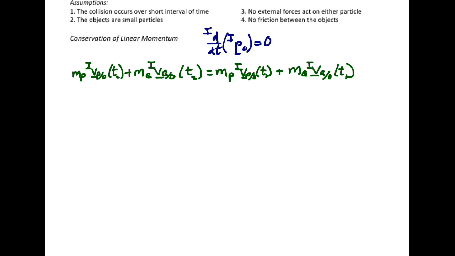So let's start to capitalize on several of our assumptions. The first assumption that we're going to use is that there are no external forces that act on either particle. This was our assumption number 3, and this allows us to use the conservation of total linear momentum, in which the time derivative of this total linear momentum is equal to 0. We've written this many times before, and this expression looks like this: the mass of p multiplied times the velocity of p in the inertial reference frame at time 2, plus the mass of q multiplied times the velocity of q with respect to O in the inertial reference frame at time 2, is equal to the mass of p multiplied times the velocity of p as observed in the inertial reference frame at time 1, plus the mass of q multiplied times the velocity of q as observed in the inertial reference frame at time 1.